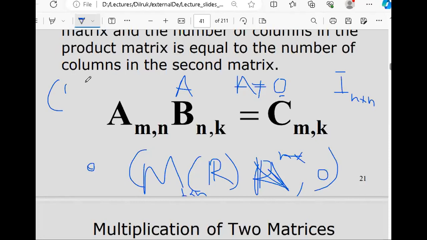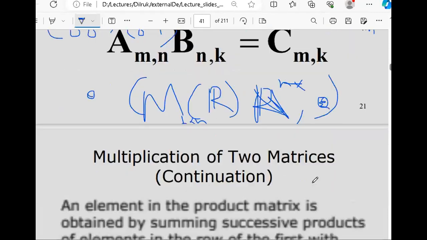Not inverse. No, it is not a group. For instance, this is the additive, multiplicative identity. So is this a group? It is not a group.